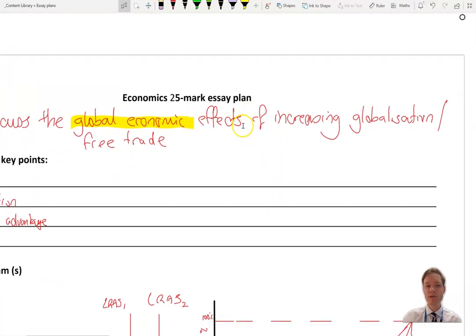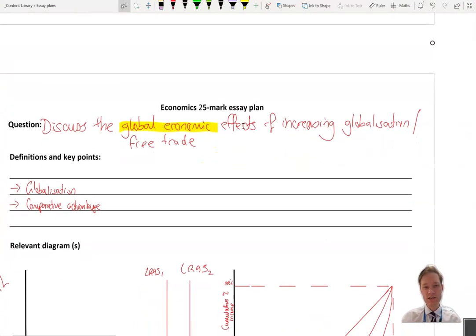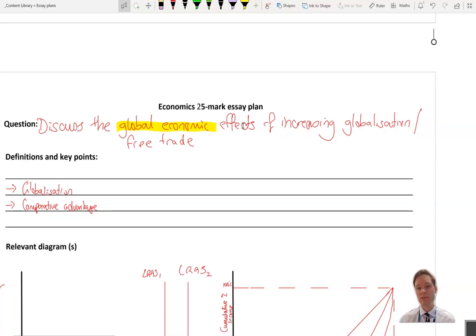Hello, today we're going to be looking at this question: discuss the global economic effects of increasing globalization or free trade. Key thing in the title is that word global. That means that you're going to have to focus on a particular country, but then make reference to another country as you do it, or other countries.